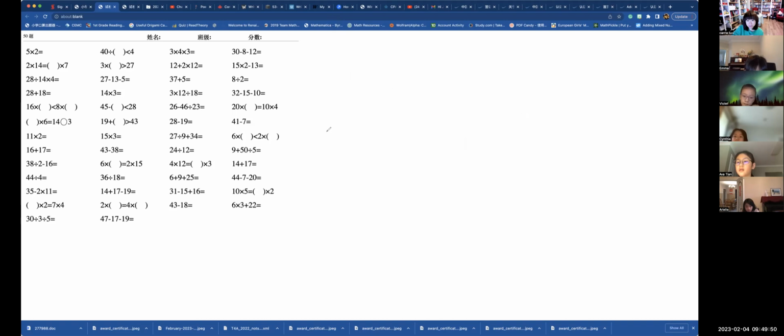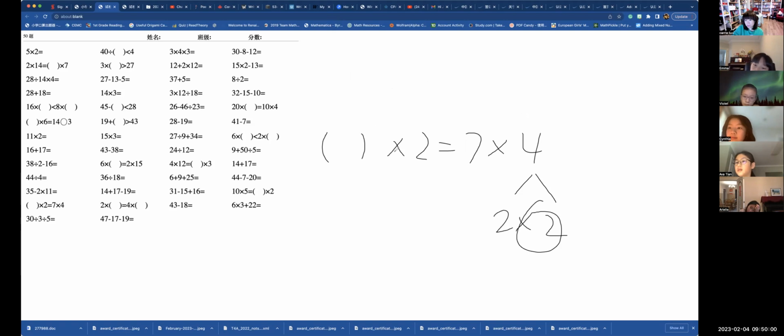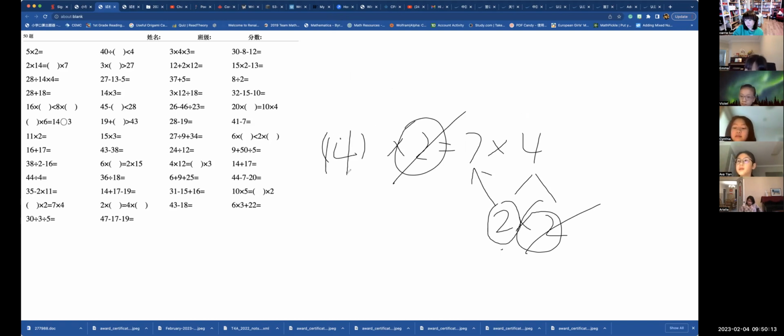So for instance, what times 2 equals 7 times 4? 4 equals what? 2 times 2. So we have a times 2 here. They cross out. And what's left? 7, and there's still a 2 here. 2 times 7 equals 14.